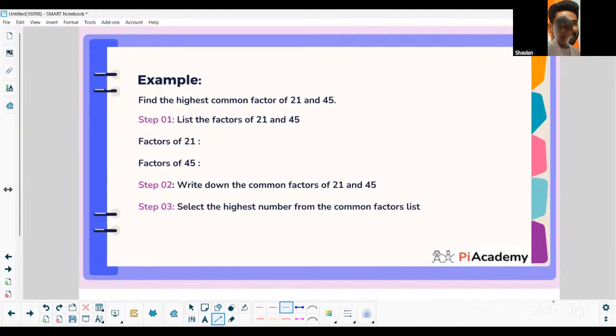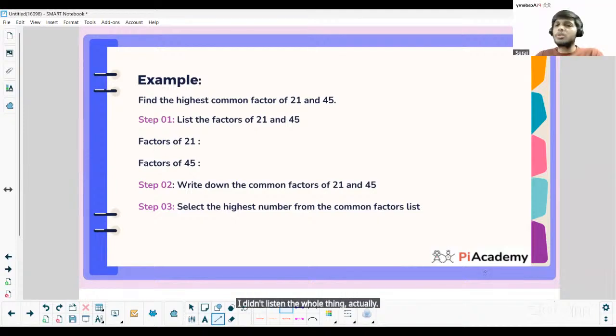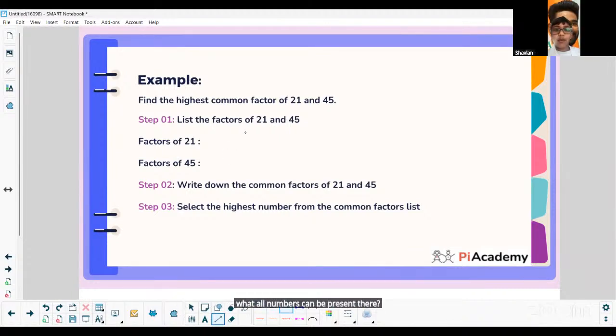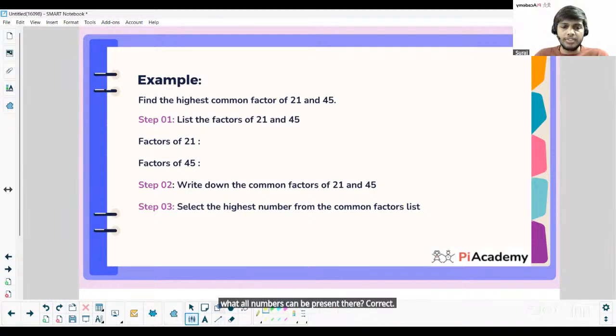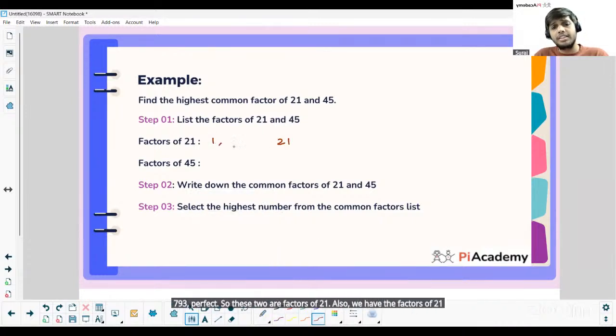I didn't listen to the whole thing actually. Oh, no issues. Can you tell me the numbers with which you can divide 21? What all numbers can be present there? 7 and 3. Correct. Perfect. So these two are factors of 21. Also, we have the factors of 21 as 1 and 21 itself. These two numbers will also be there.